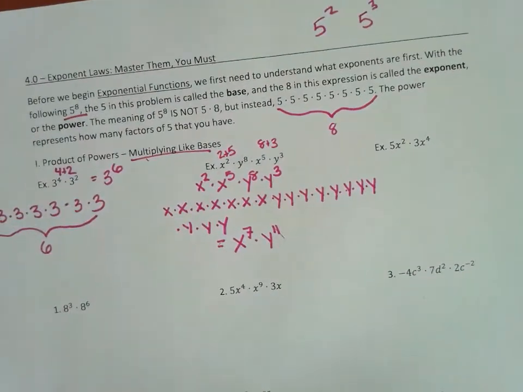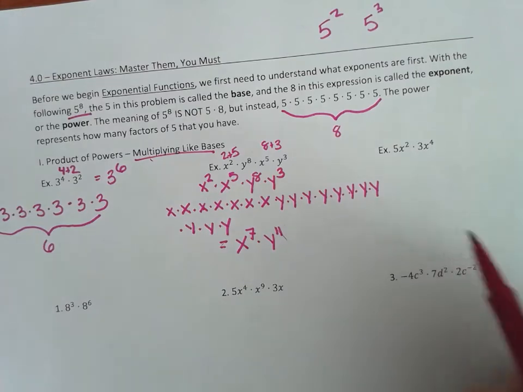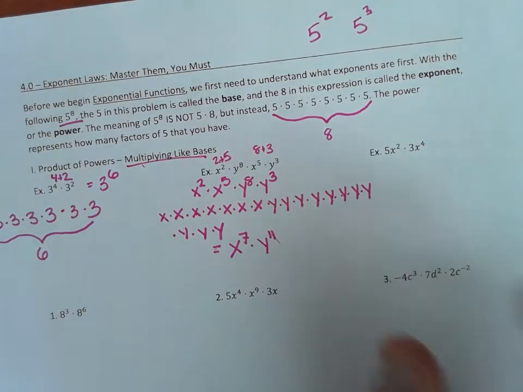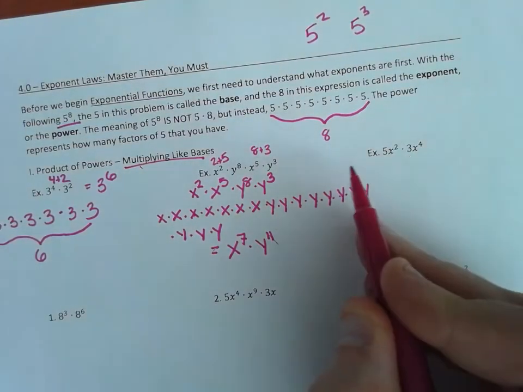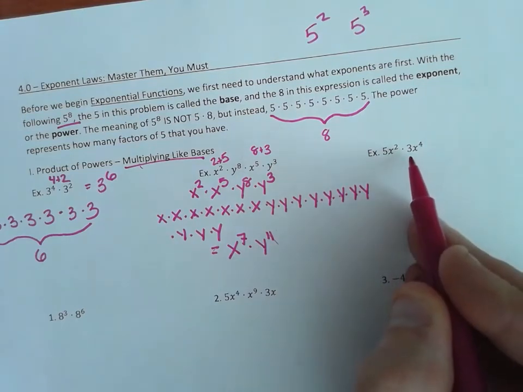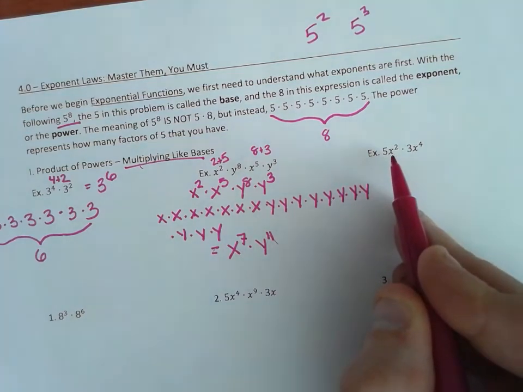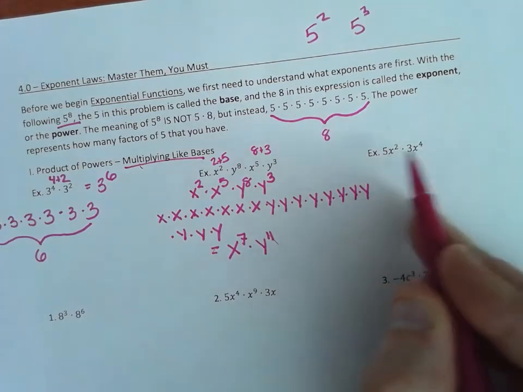Now, if I look at the last one, some things are slightly different. We have variables and we have coefficients. You tackle this problem the same way with like bases. This 5 and this 3 are not bases right now. This 5 does not have an exponent, this 3 does not have an exponent. The exponents are only with the x and the 4. So since they're only with the x and the 4, those are the bases you're going to worry about.